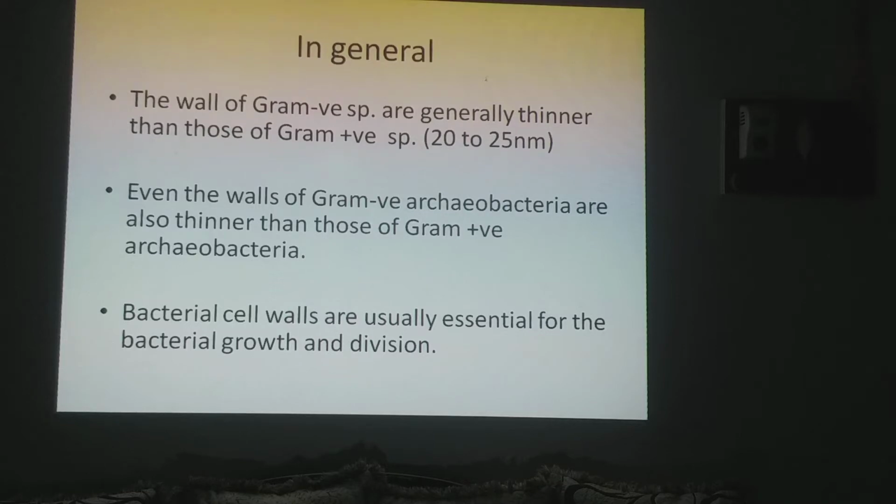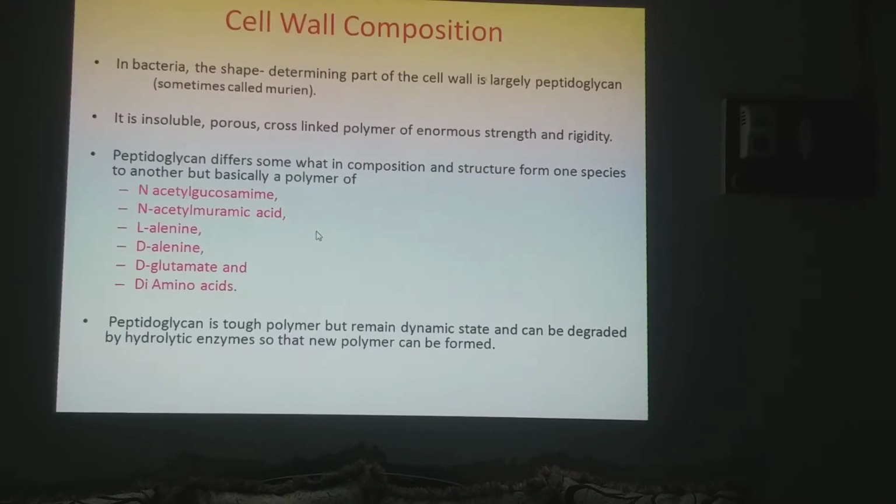In general, the thickness of the cell wall is greater in gram-positive than in gram-negative bacteria. The same situation remains similar in the case of gram-negative and gram-positive archaebacteria. The gram-positive archaebacteria are thicker than the gram-negative archaebacteria. And bacterial cell walls are usually essential for bacterial growth and division.